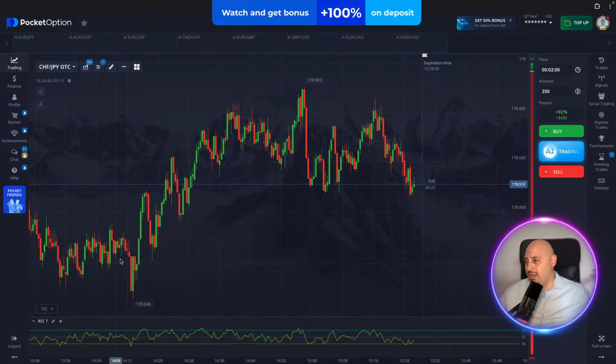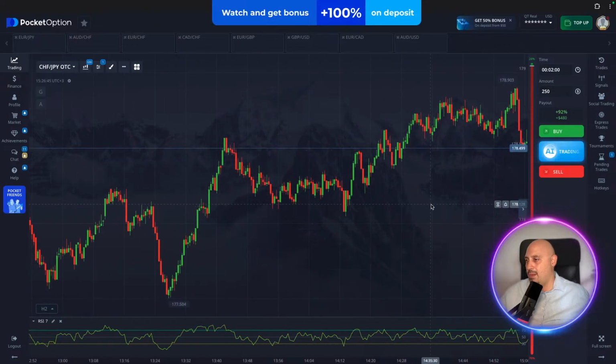Yes, we have an upward trend here. We do have a correction here, but it's not a very strong upward move. This would have been a nice entry. See how strong this upward trend is? We have a correction here. This would have been the best entry point, right?